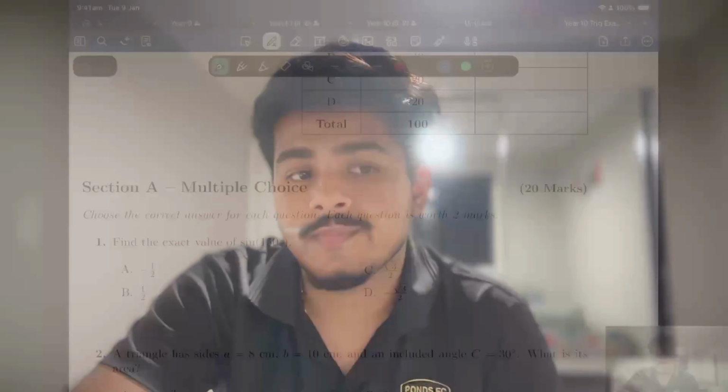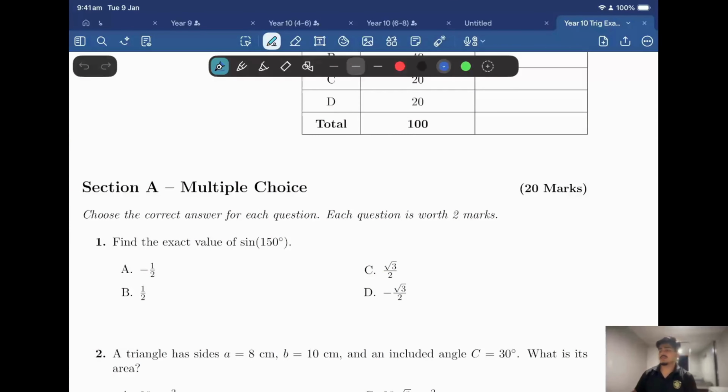Guys, today we're going to be going through the Trig Advanced exam, which we have done in class, and I'm going to be working through every question and showing you guys how we can solve this exam. Okay, so question 1. Find the exact value of sine 150.